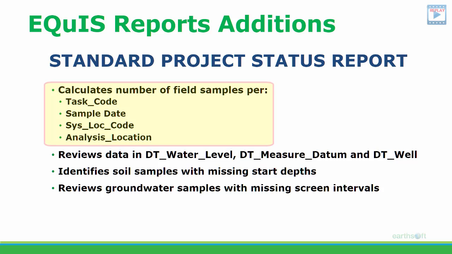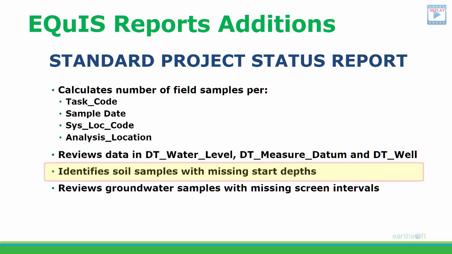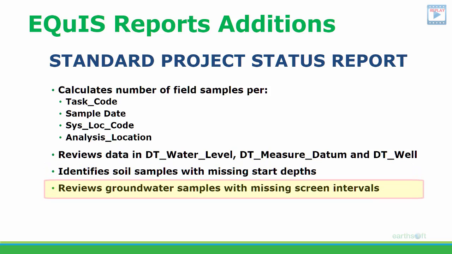It'll tell you the number of field samples per either task code, sample date, sysloc code, or analysis location. It will tell you information that's related to your water levels and well data. It'll tell you if you've got soil samples that are missing start depths, or if you've got groundwater samples with missing screen intervals. So again, sort of identifying those data gaps, so if you need to go through and fill those in, if you can, you have sort of an at-a-glance of what that might be.